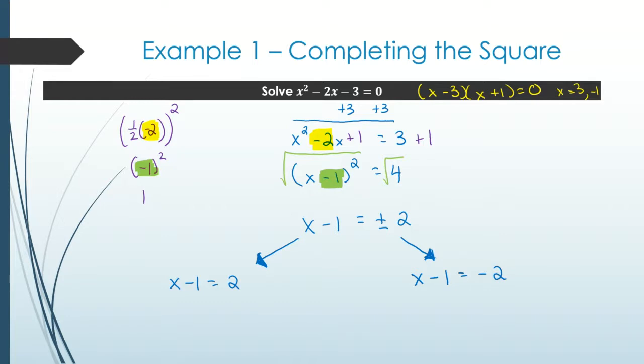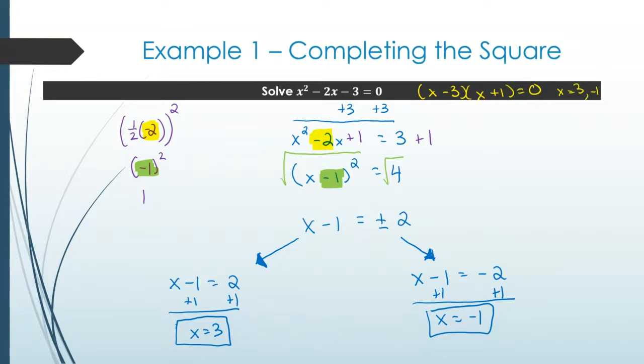So I split up that plus or minus into 2 separate equations, one with the positive version and one with the negative version, and then you solve both of those for x. So I'm going to add 1 to both sides. So I have x equals 3, and we knew that was one of the answers that we got from factoring. And when I add 1 to both sides in the other equation, we get x equals -1, which is the other solution. So this completing the square process gives us the same answers as if you had solved the original equation by factoring.